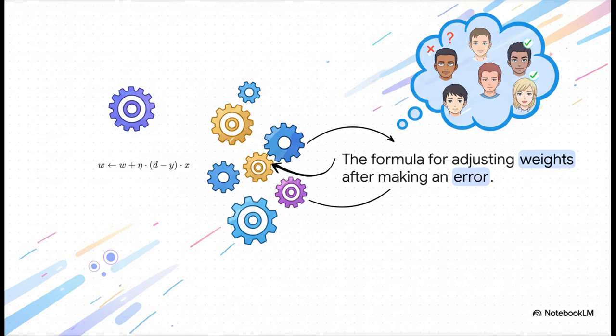Okay, so how does it actually do the learning part? Well, it uses this simple little formula you see here. And don't worry, it's not as scary as it looks. All it really says is the new weight is going to be the old weight plus a small correction. And that correction is determined by the input it just saw and, you guessed it, the mistake it just made. It's basically a mathematical recipe for nudging itself in the right direction for next time.